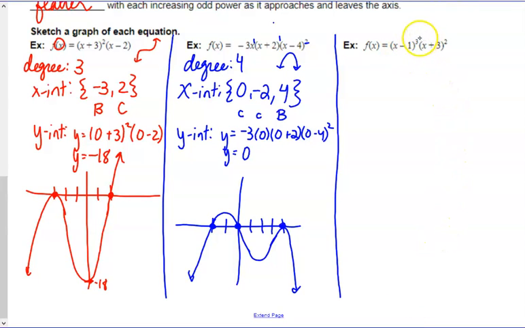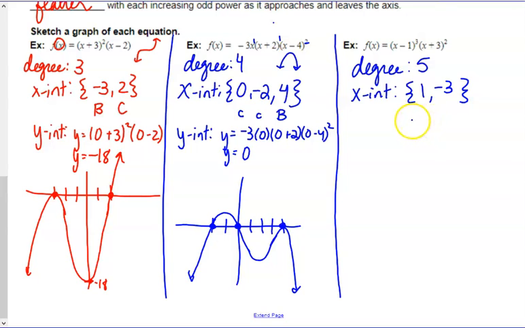Notice we have a power of 3, 4, 5. So this is a degree of 5. Let's find our x-intercepts. Go down the line. What happens here to make that 0? What number? It is 1. What number plus 3 is 0? It is -3. What happens with the power of 3, or the multiplicity of 3? Remember, it's still going to cut, but at 3, it's going to do a little squiggle around x equaling 1. And at -3, I have a 2, so we're going to bounce off that axis at -3.